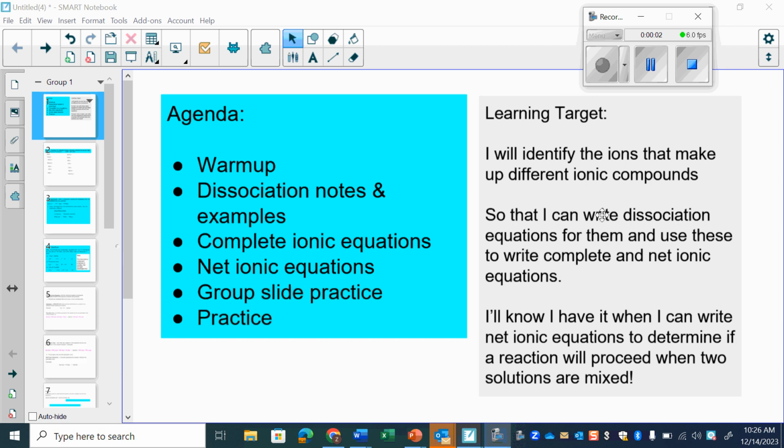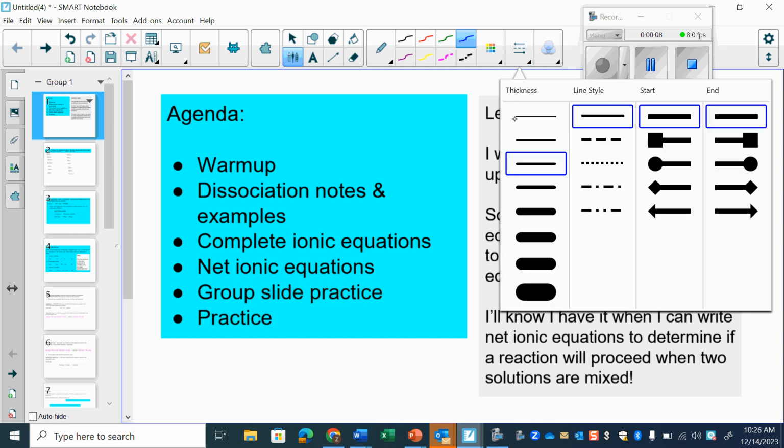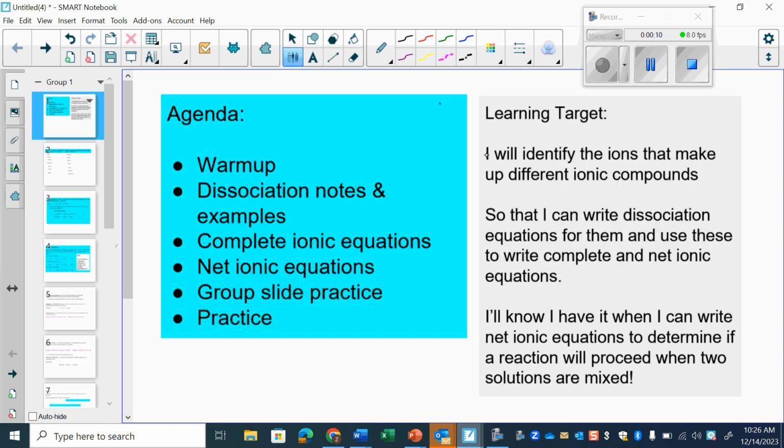Hi, this lesson is about dissociation. We will be talking about how dissociation works in ionic compounds. The learning target for this lesson is that you will identify the ions that make up different ionic compounds so you can write dissociation equations.